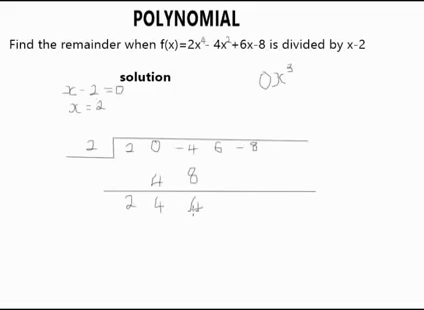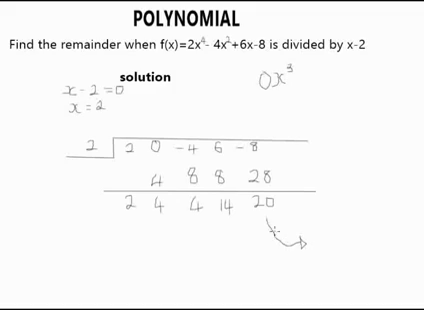2 multiplied by 4 is 8. 6 plus 8 is 14. 2 multiplied by 14 is 28. Minus 8 plus 28 will give you 20. You are not done. After this solving, the last digit is your remainder. So this is our remainder.